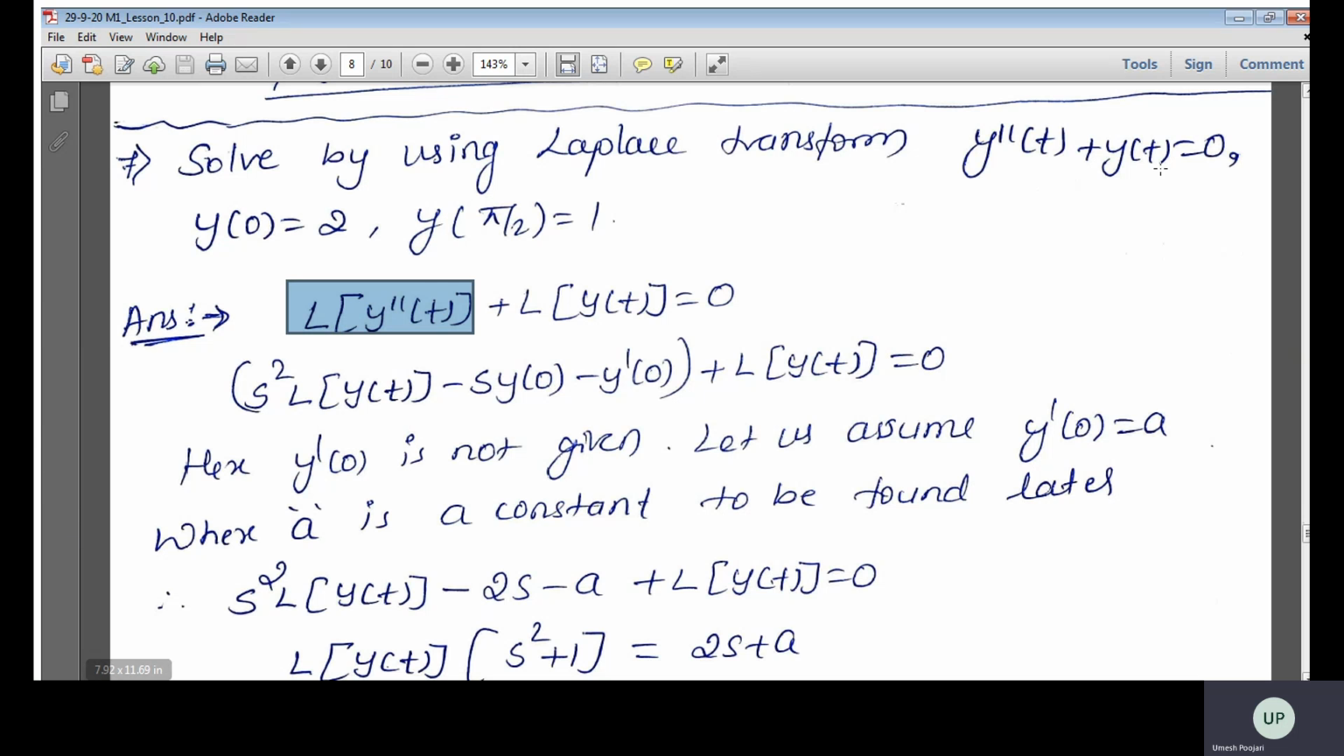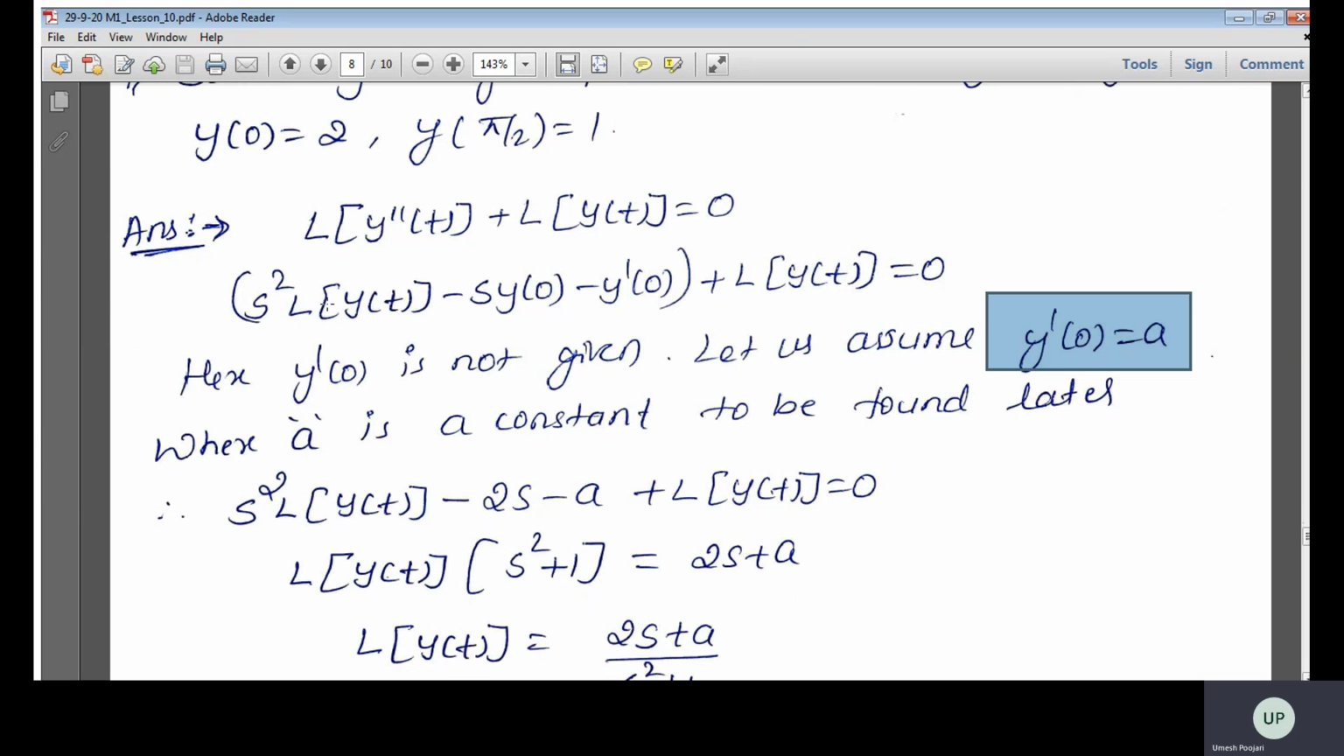Here you can observe one thing. In all the examples we have solved till now, we used to have conditions for y of 0 as well as y dash of 0. But in this example, in the formula we have y of 0 and y dash of 0, but only the y of 0 value is given, that is equal to 2, and the y dash of 0 value is not given. So in this case, when y dash of 0 is not given, let us assume that y dash of 0 equals some constant a. Later we can find the value of a here. So before solving this, we shall take y dash of 0 equal to a.